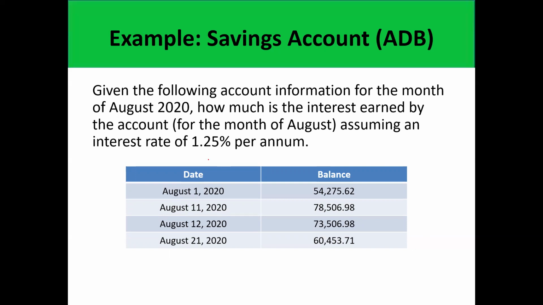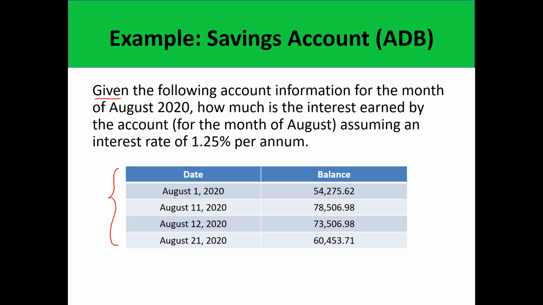So let's have this particular scenario. Given the following account information for the month of August 2020, how much is the interest earned by the account for the month of August only, assuming an interest rate of 1.25% per annum? So this is the annual interest rate. And this is the account information.